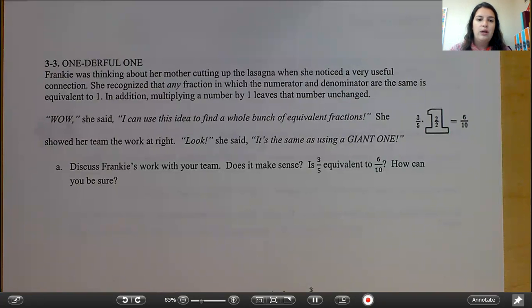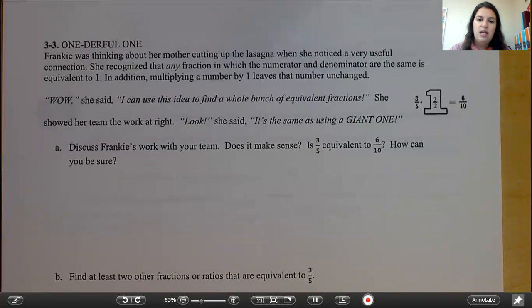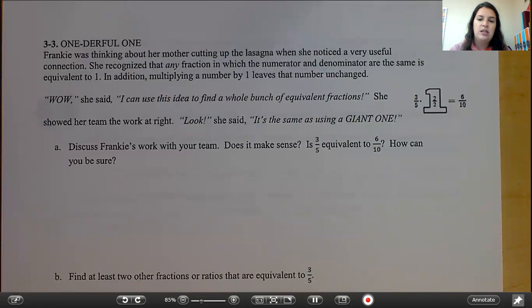Wow, she said, I can use this idea to find a whole bunch of equivalent fractions. She showed her team the work at right. Look, she said, it's the same thing as using a giant 1. Discuss Frankie's work with your team. Does it make sense? Is 3/5 equivalent to 6/10? How can you be sure? Go ahead and pause the video and answer part A.